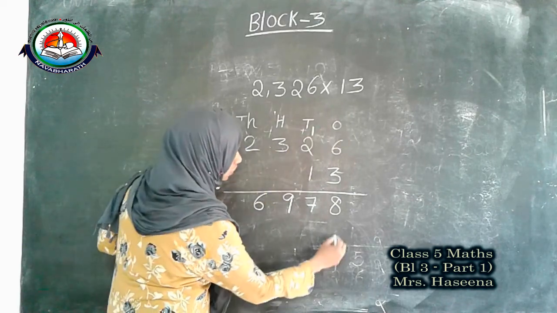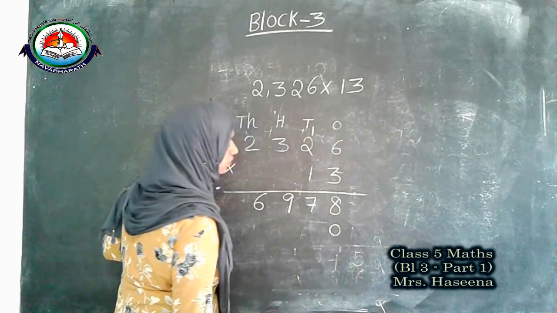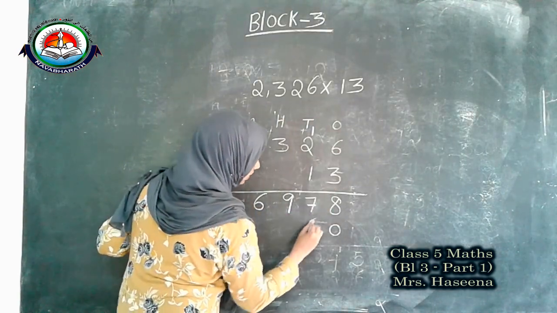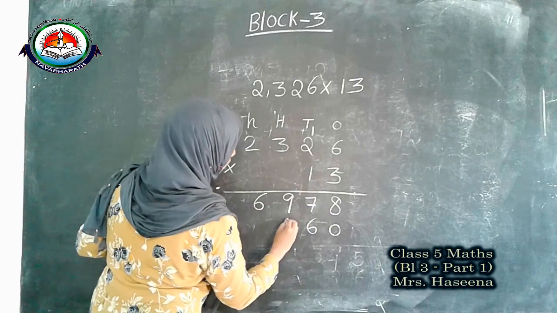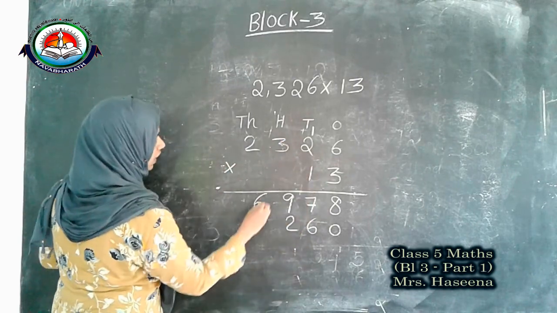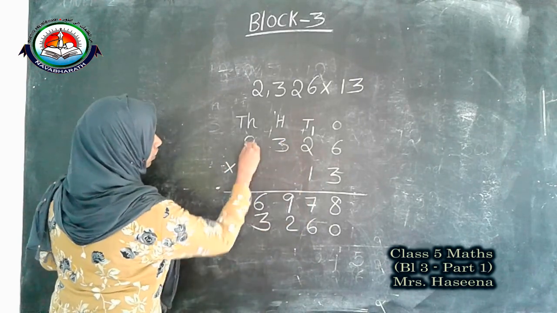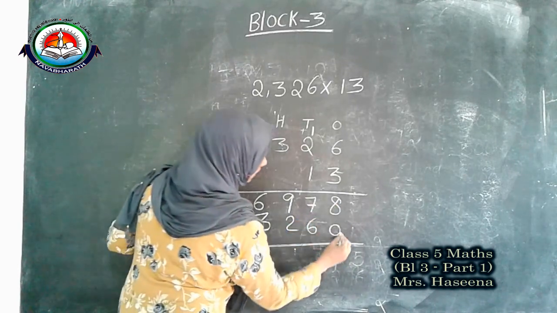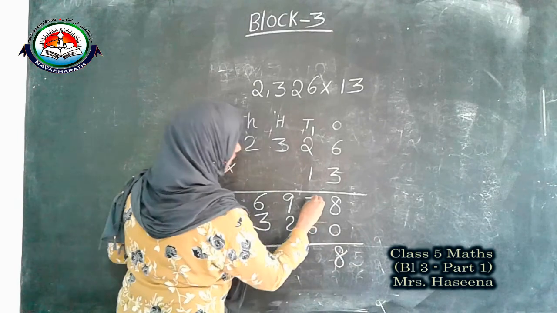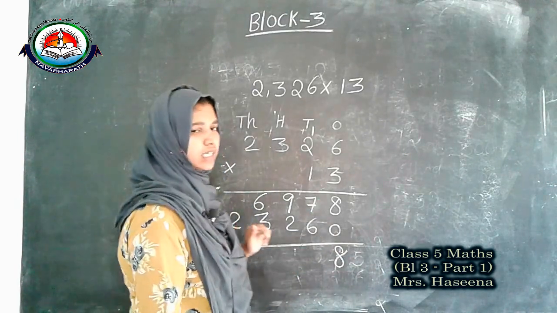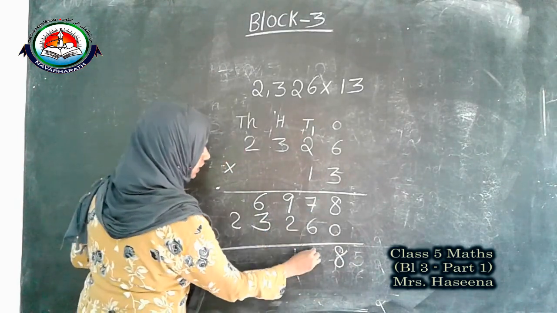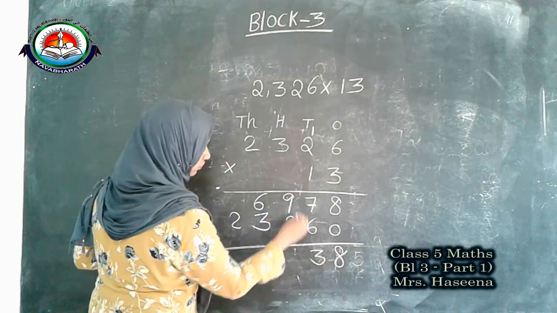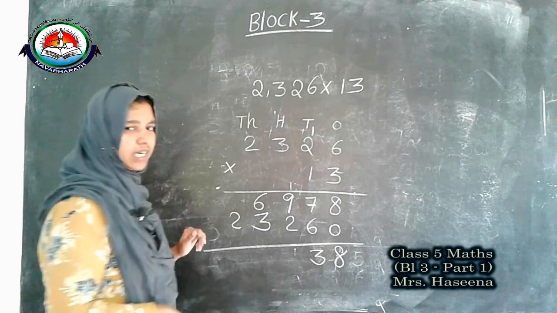So, next row, in ones place we should write 0. Then 1 into 6, 6. 1 into 2, 2. 1 into 3, 3. 1 into 2, 2. Then add: 8 plus 0, 8. 7 plus 6, 13. 13, write 3. Then 10, 1, balance 1, that is 100.